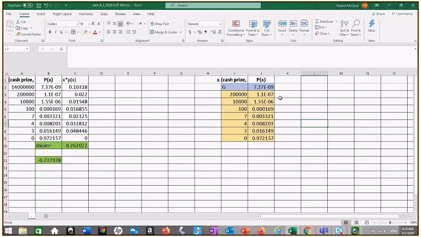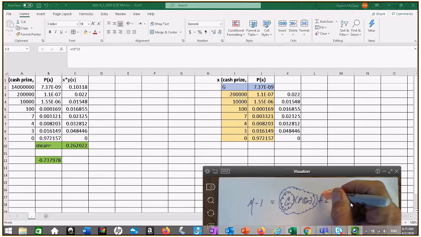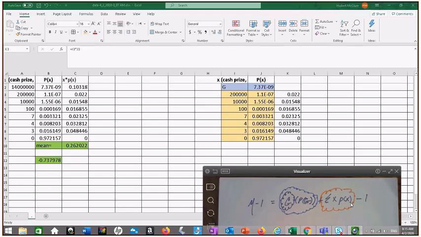So what I'm going to do is go over here and multiply X times P of X, and I'm going to do that just for that orange, the peach area. Here's my peach, right here. It looks like orange, but it's peach. Okay?